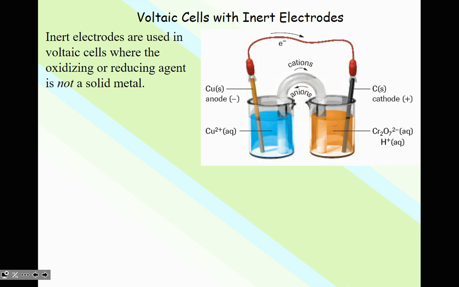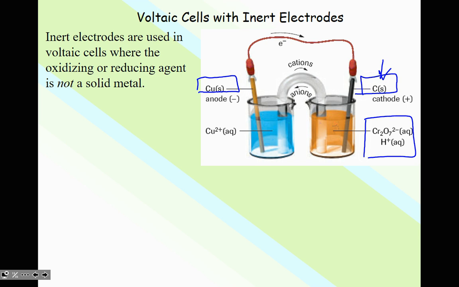So, voltaic cells with inert electrodes. Sometimes you're going to get an inert electrode. In this case, for example, you have copper. Oh, copper is not the inert one, the carbon is. You can't find it in the redox table. It doesn't go through redox. It's just there to hold a place. So when you have that, you have to change your thinking a little bit and use your electrolyte as one of the electrodes.